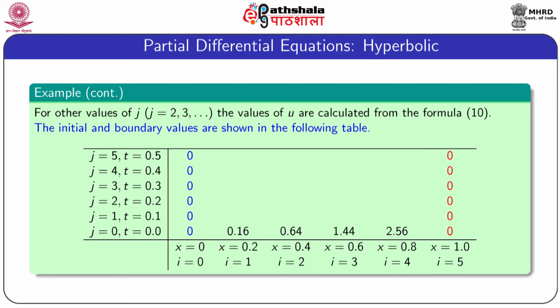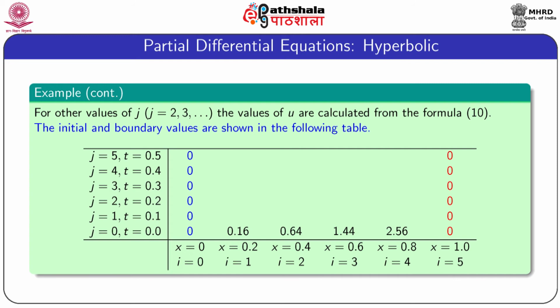Note that the values of x are written in the lower horizontal line, that means the values of x are 0, 0.2, 0.4, 0.6, 0.8 and 1.0. So these are the values of x, and the values of t are 0, 0.1, 0.2, 0.3, 0.4, 0.5 because k is taken as 0.1 and h is taken as 0.2. So these are the initial and boundary values.